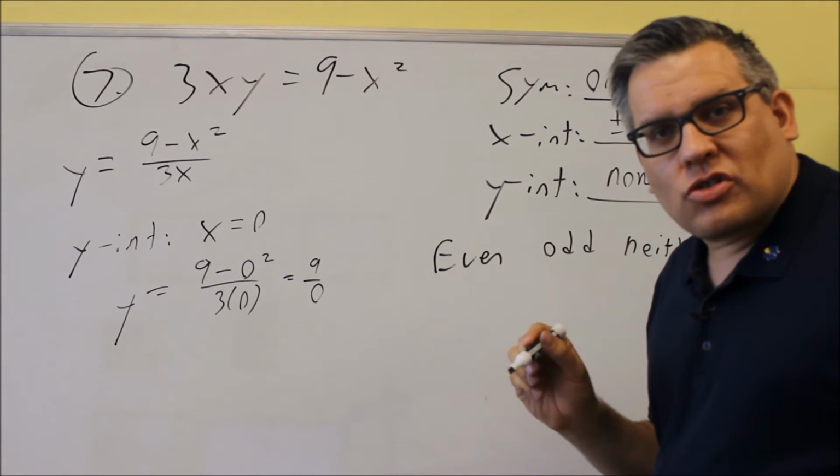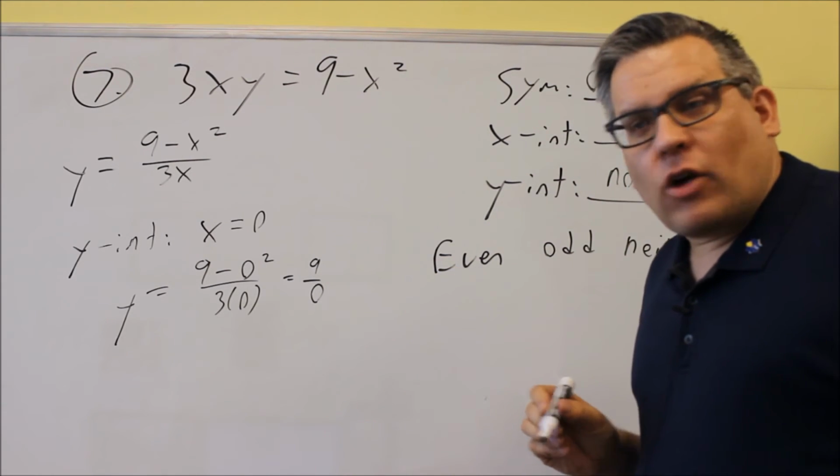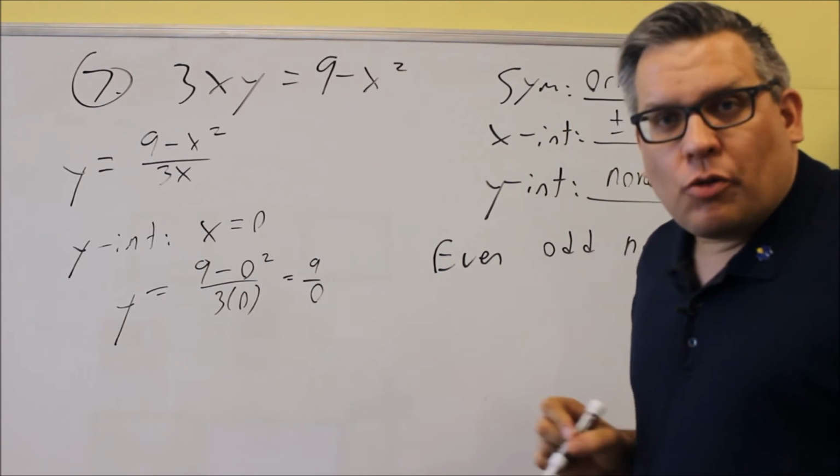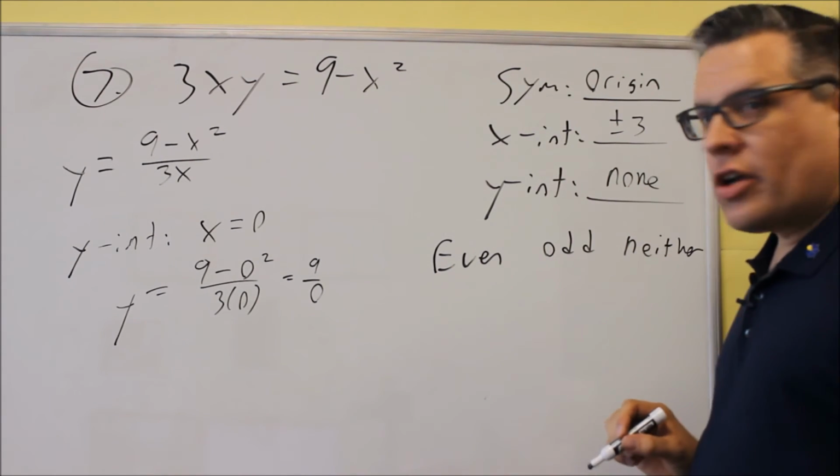Now if this was reversed and I had 0 on top, 0 divided by 9, that would be okay. Then that would be 0. It would be the answer in that case. But in this case, the 0 is in the bottom, can't divide by 0, so I get none.